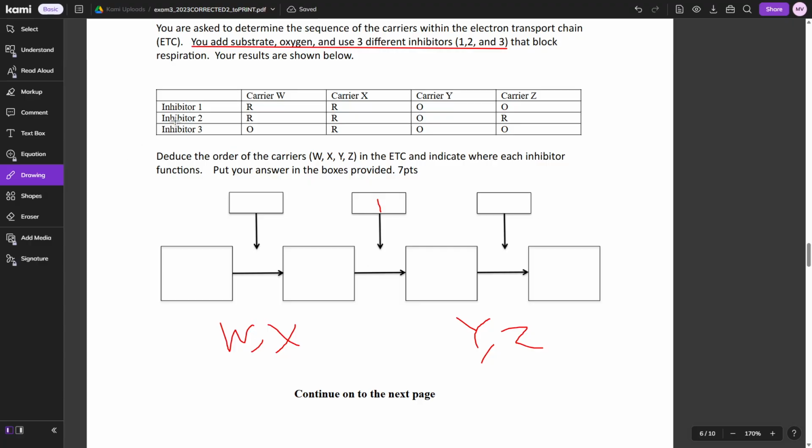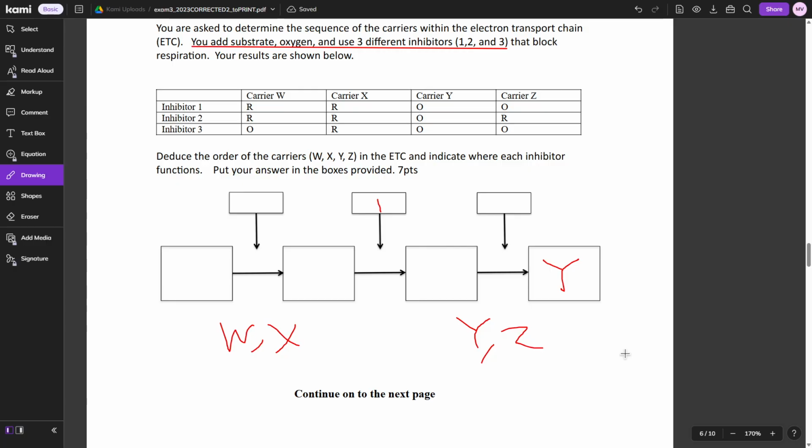So if you look at inhibitor 2, we see that carrier W, carrier X, and carrier Z are reduced. Carrier Y is oxidized. So if carrier Y is oxidized, where is carrier Y going to be placed in this? At the end, right? Carrier Y is at the end.